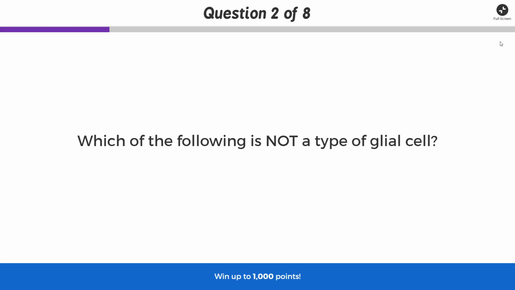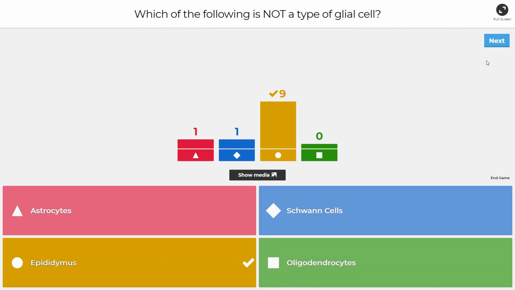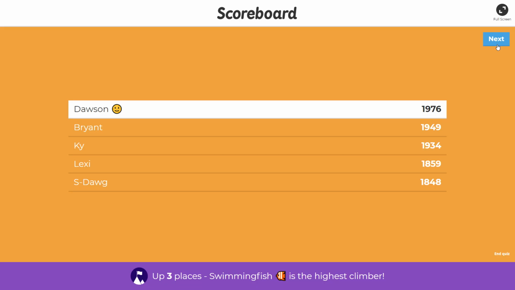Which of the following is not a type of glial cell? Almost everybody got it. Epididymis. What's the epididymis? It's where sperm cells are stored for maturation, right? But it looks a lot like a glial cell. Can anybody think of the one that it sounds like? Ependymal. So I was just trying to trick you. Oh, Dawson took the lead.